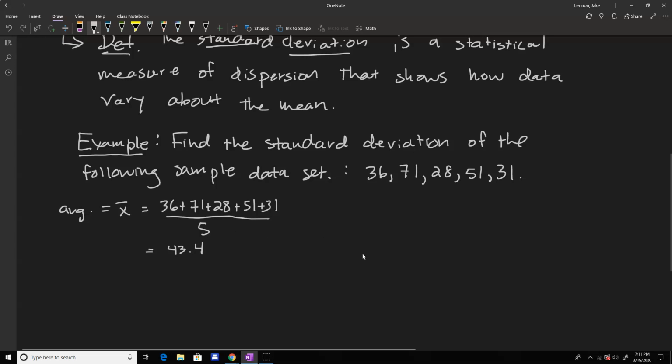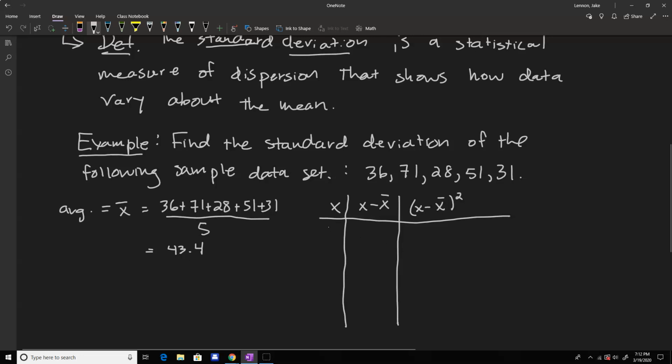Then what we want to do from there is make a table. This table will break down how to do this formula step by step. In the first column, we're going to list x, all of our observations. In the next column, we're going to do x minus the average, x bar, which is what's known as the deviation. And in the third column, we're going to do x minus x bar, and square that number.